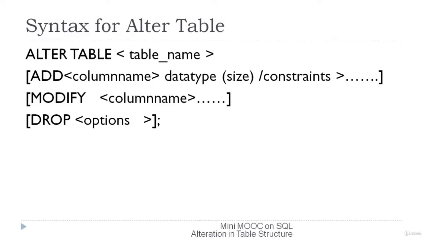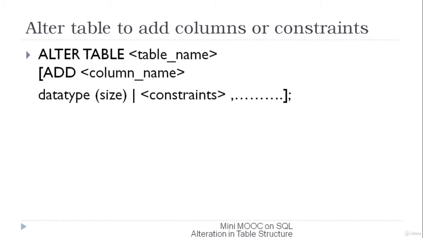Let us understand the use of this statement. Suppose during creation of a table, you forget to add some columns to the table. You can add these columns later by using the add option of alter table. Its syntax is alter table, table name, add column name, data type, and size. We can also specify constraints with this. Let us understand the usage of this statement.